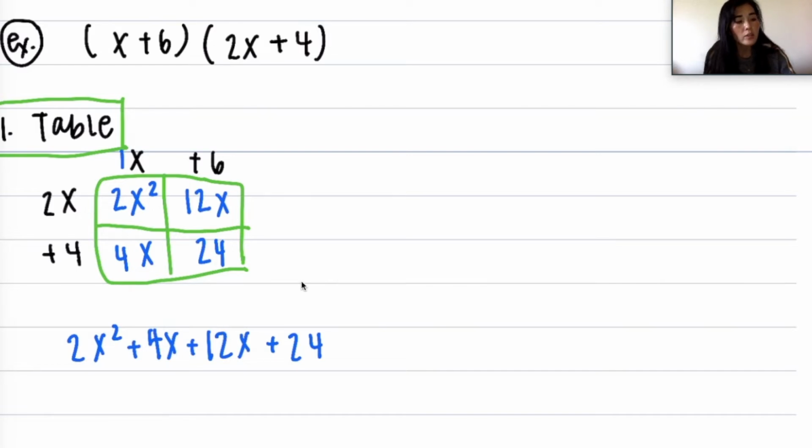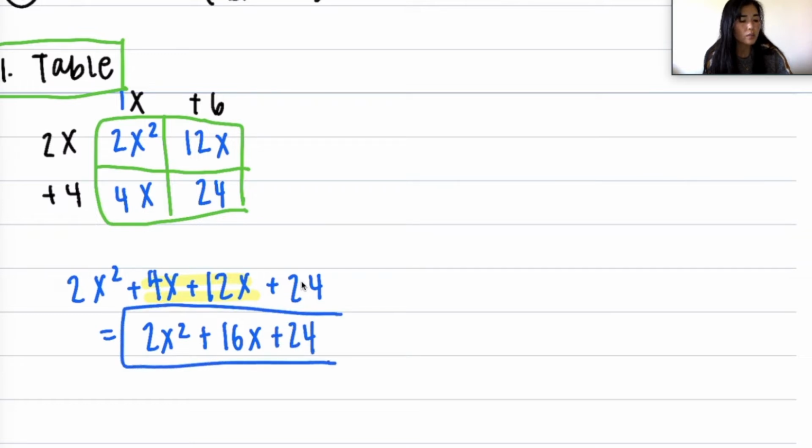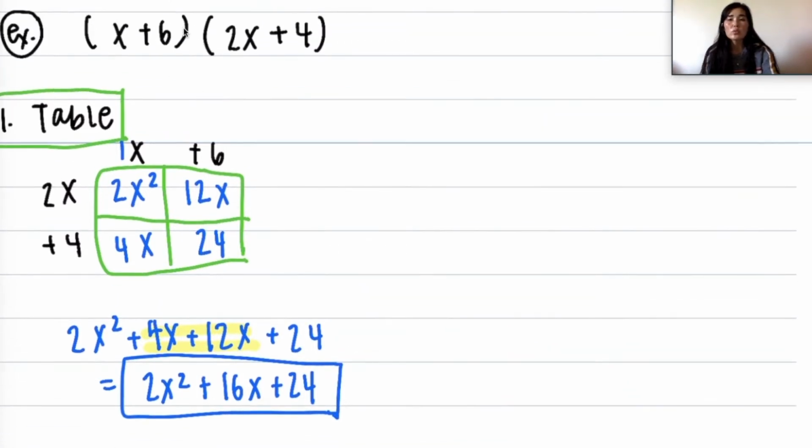What's going to then happen is you want to simplify. Just like before, look to combine like terms. You should see that you can combine the x's here. And so then your final polynomial here is going to be 2x squared plus 16x plus 24. And this would be our product when we multiply our two binomials up here. So that is the polynomial that represents the product, or the value when we multiply.